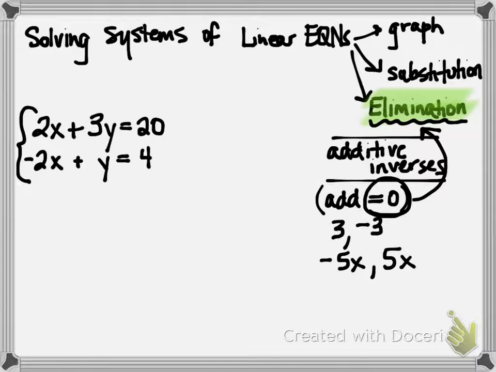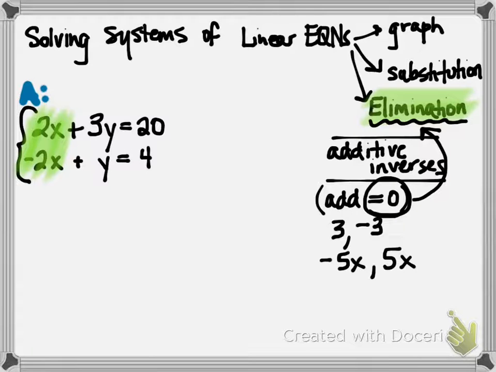So that's our goal. Looking at this example over here, we're going to call this example A, the easy one. On this example A, which one looks easier to get rid of, or do you see any additive inverses? Heck yes, you do. Look at that right there. 2x and -2x. It's already there. Feels like we're cheating already.